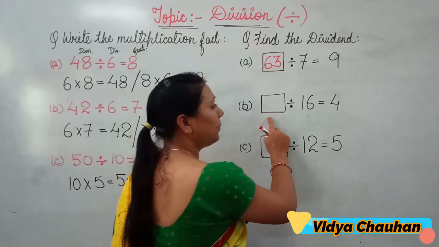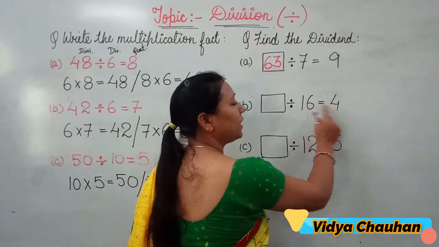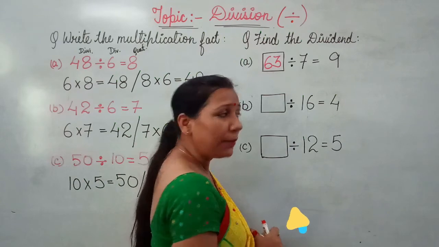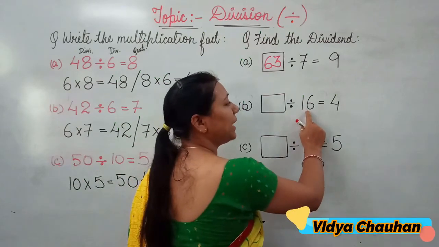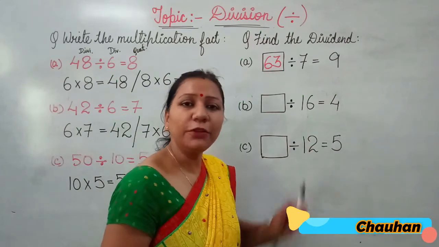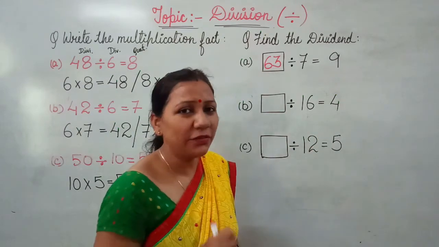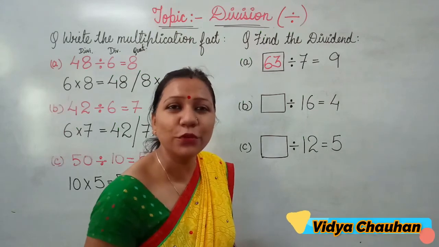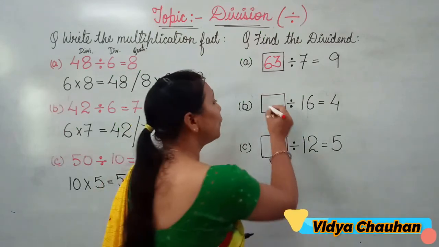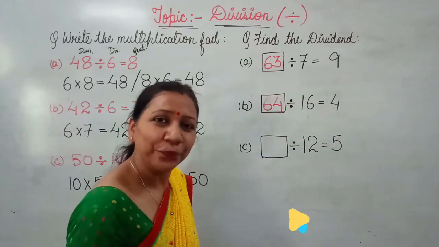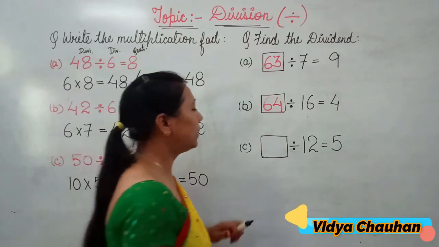Second one, a number divided by 16 will give 4. So once again we need to find its dividend. So what we will do? We will multiply the divisor with the quotient. 16 multiplied by 4. So 16 ones are 16, 16 twos are 32, 16 threes are 48 and 16 fours are 64. So our dividend is 64. Clear, children? Coming to the third one.